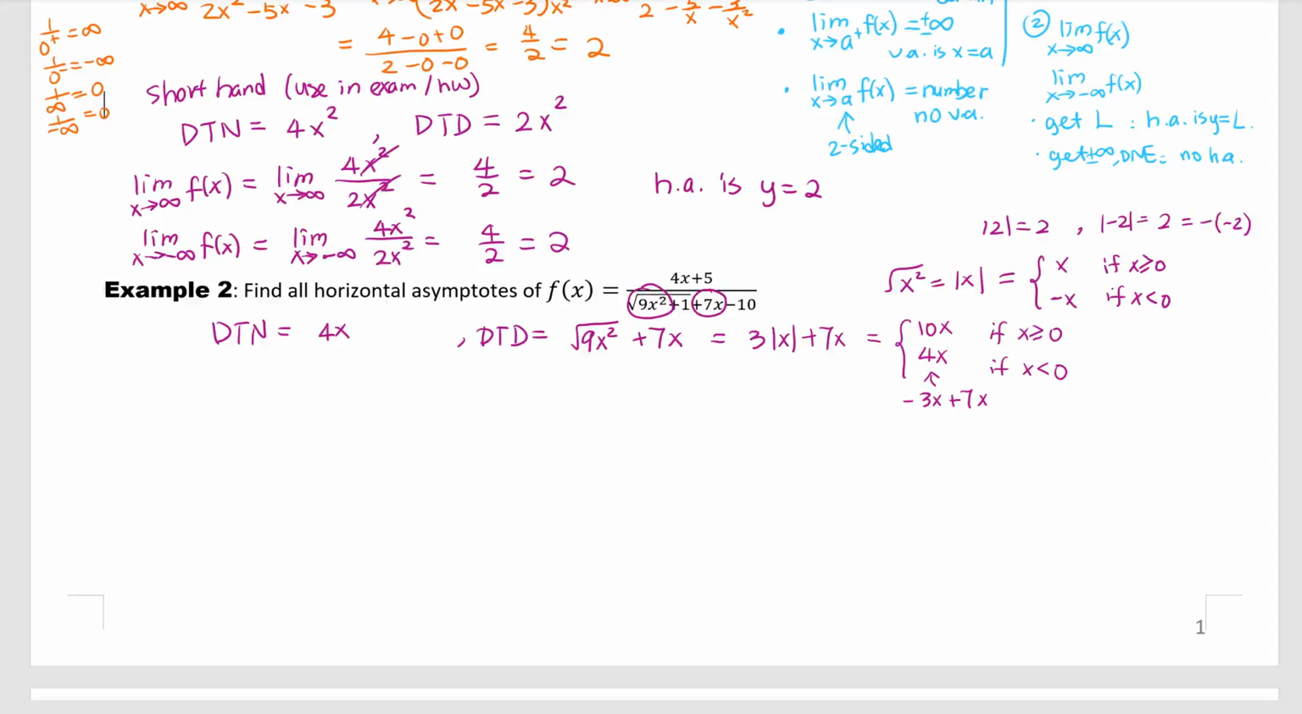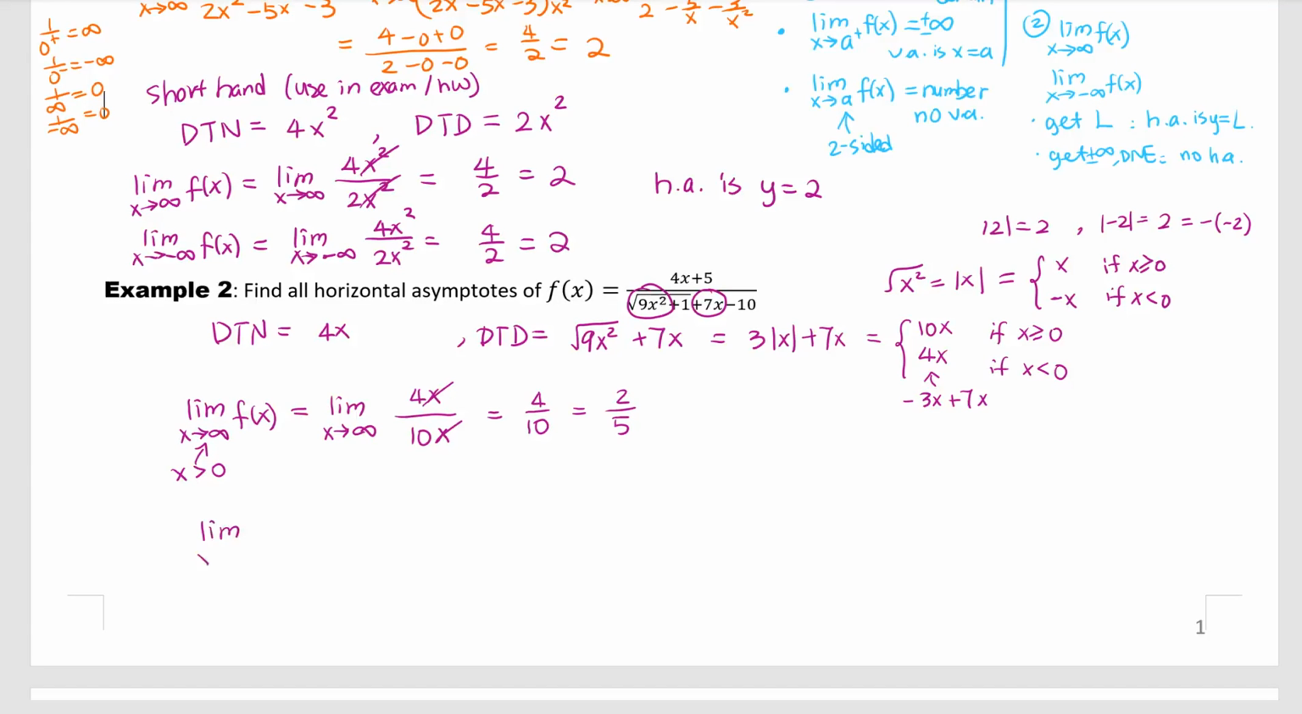Alright, then we're ready. Limit as x goes to infinity of f of x. Okay, because x goes to infinity, that means your x is positive, right? And then, because it's positive, what's the dominant term of numerator? Always 4x. What is the dominant term of denominator? Now it's 10x. Wow, x can cancel. Then we have 4 over 10, which is 2 over 5. So far, so good, everybody.